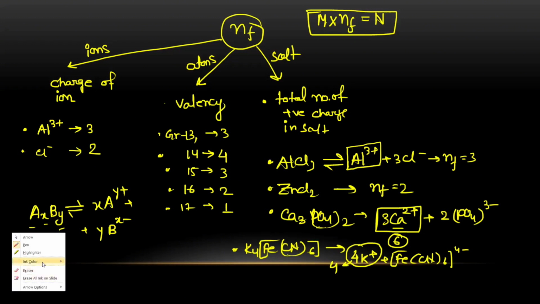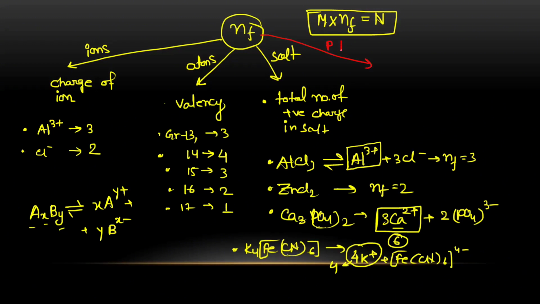Right? Simple. Now we have discussed salt. Now we have to discuss polyatomic systems. For example, we know oxygen has n factor 2 because oxygen is a group 16 element. If O2 is given, then we add 2 plus 2, 4. Similarly, chlorine, we know n factor is 1 because halogen gas is group 17. So Cl2 will be 1 plus 1, 2. So this is for polyatomic systems.